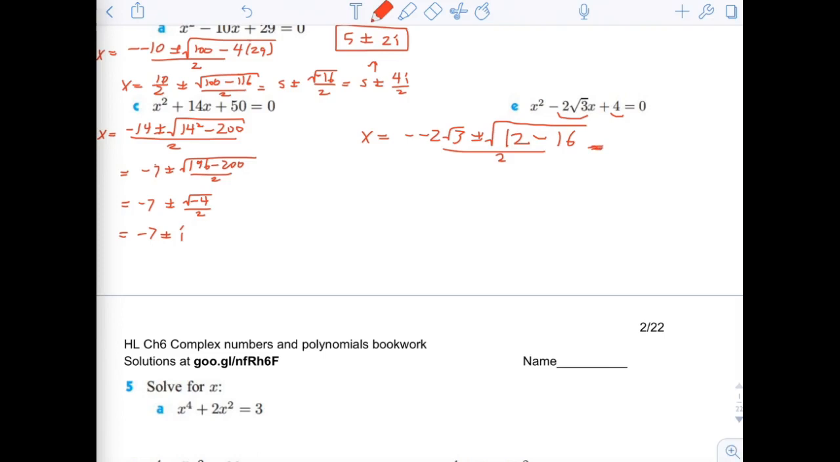That would be positive 2 square root of 3 divided by 2, which would be square root of 3, plus or minus the square root of 12 minus 16, which is negative 4, so the square root of negative 4, which would be 2i, divided by 2. So we got square root of 3 plus or minus i. Okay, and that's it for page 1.